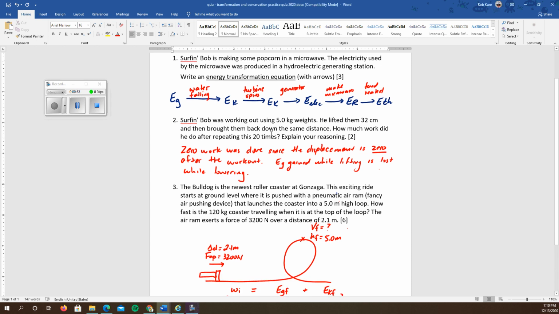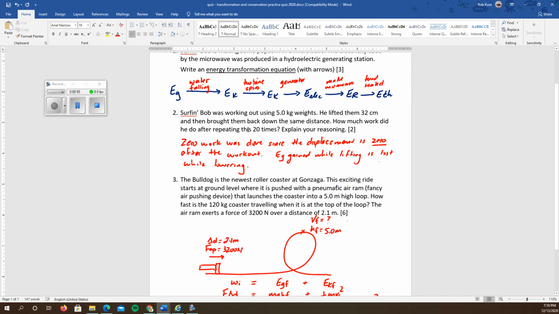Next question, we're just testing your understanding of work. So, surfing Bob, and this is something I demonstrated in class. You're working out with weights, you lift them up and you put them back down, and you do this 20 times. How much work was done? Well, zero, because your overall displacement was zero.